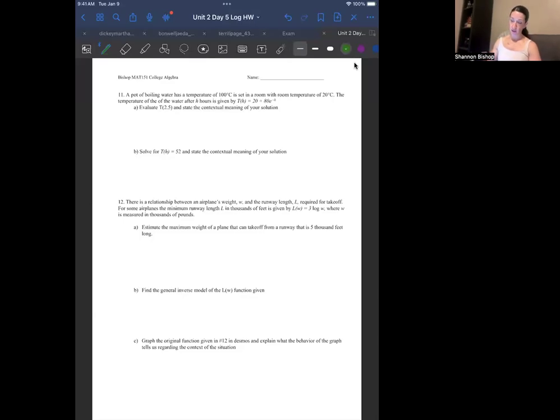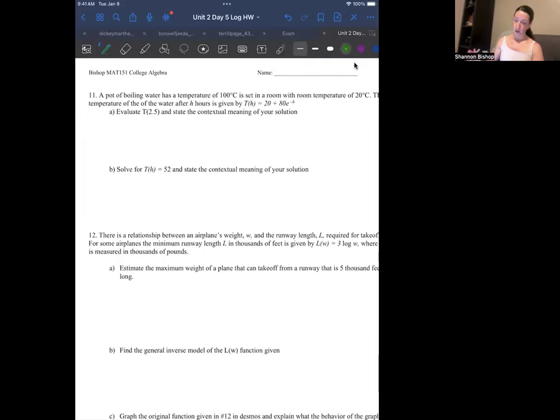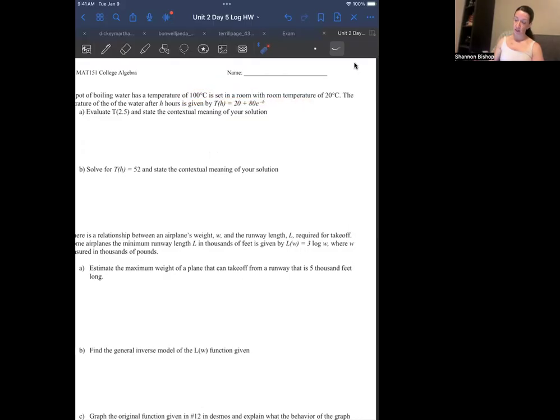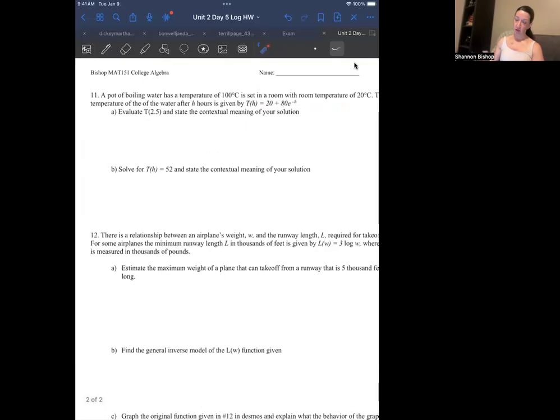All right, moving on to the backside for number 11. We have a pot of boiling water. When it was boiling, the temperature was 100 degrees Celsius, and it's now sitting in a room temperature room of 20 degrees Celsius. The temperature of that water as it sits out is obviously going to cool. So the temperature of the water after H hours is given by this formula right here, and we're going to use that formula to answer parts A and B.